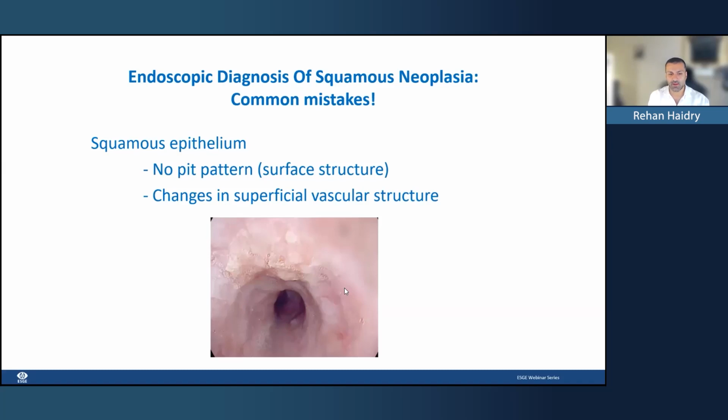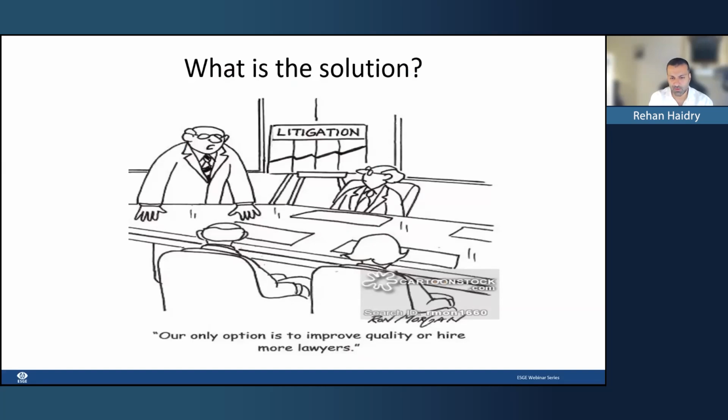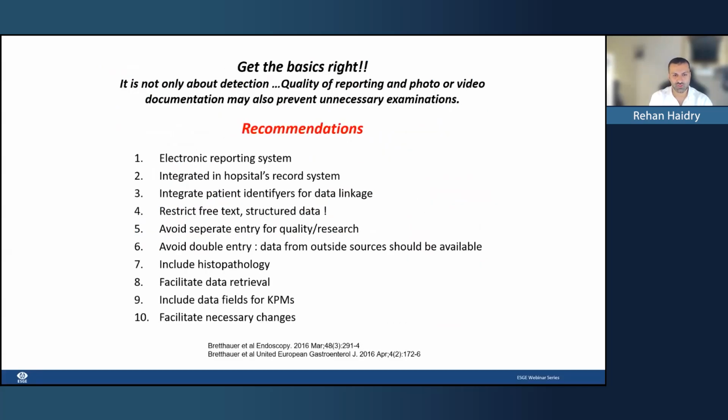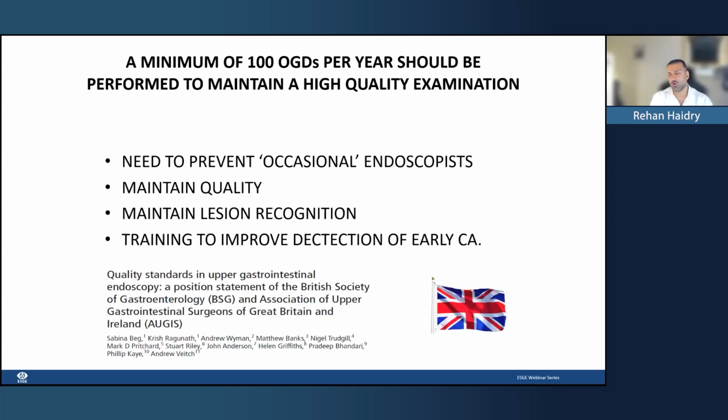You don't get candidiasis in isolated patches. You don't get food sticking to the esophagus. So think about what you're saying. So what is the solution, ladies and gentlemen? We need to adhere to quality standards. There are BSG and also ESGE guidelines that stipulate that we need, like Professor Bisschops said, electronic reporting systems that are homogeneous, avoiding duplication of data, but also reducing the need for free text. What's the minimum amount of gastroscopies we should be doing?